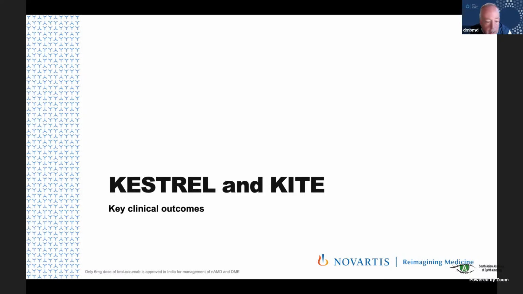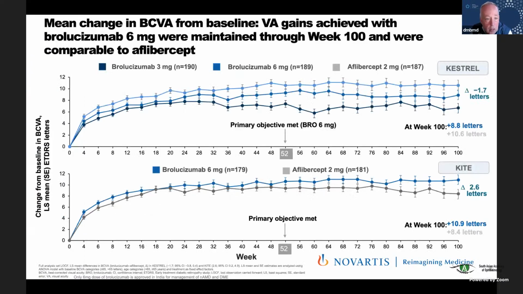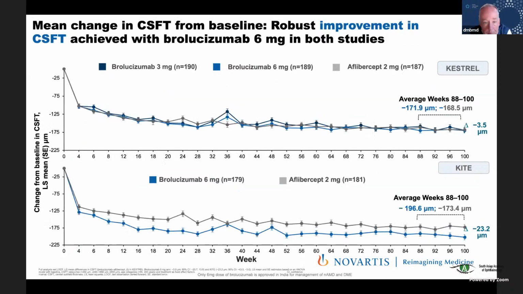Here are the clinical outcomes from Kestrel and Kite. Here you see that the primary objective was non-inferiority. Brolucizumab 6 milligram actually had a little bit better visual acuity than aflibercept every 8 weeks. And so the primary objective was met in both Kestrel and Kite. It was not only non-inferior, it was actually a little better, but not statistically different.